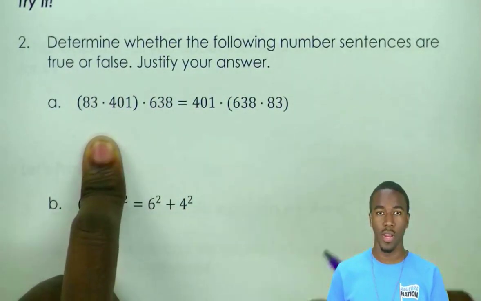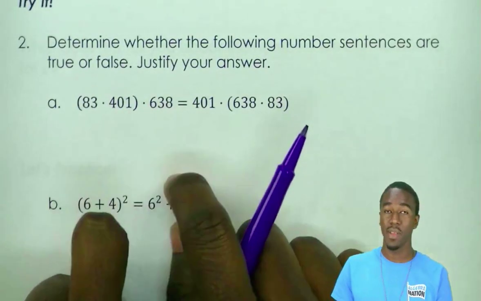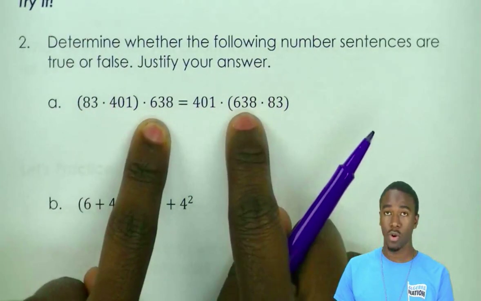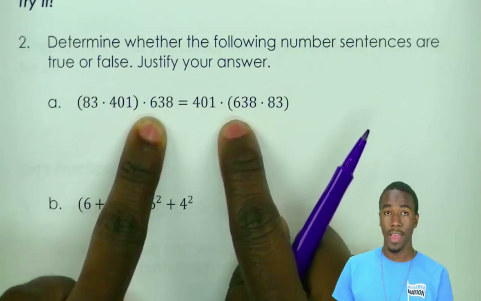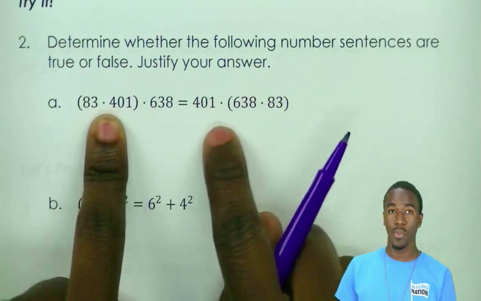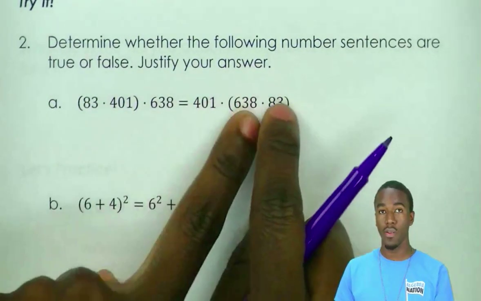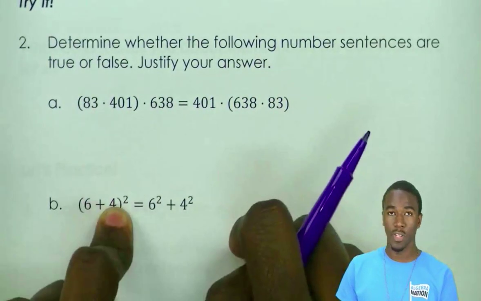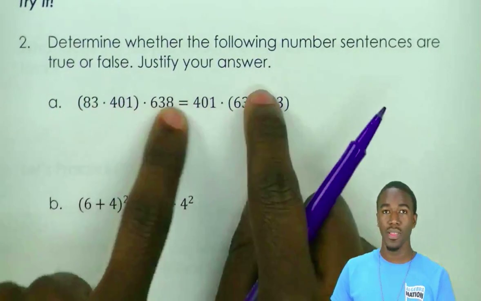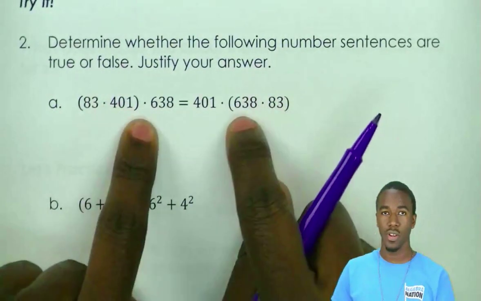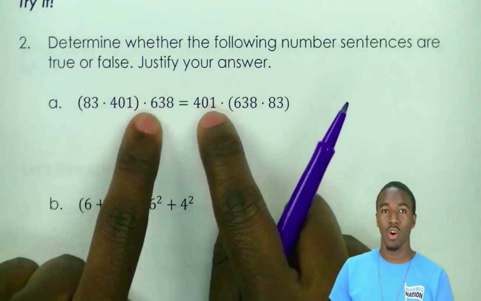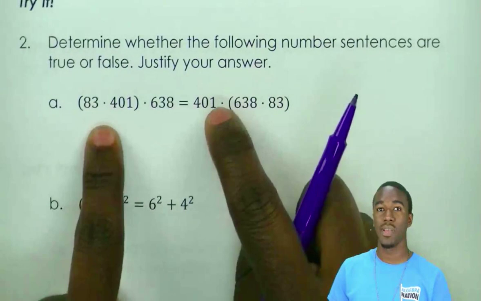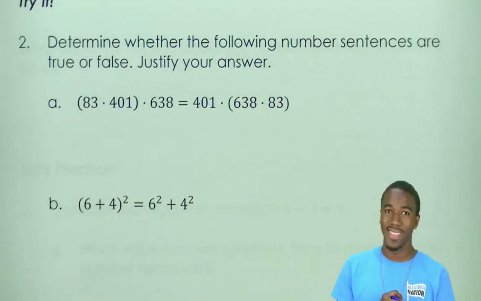The commutative property said that if you have the exact same numbers, which are 401, 83, and 638, that you're multiplying by each other, it doesn't matter what order you put them in. So it doesn't matter that we move the order around here, as long as we're multiplying the same numbers. The associative property told us that it doesn't matter which numbers are in the parentheses, that you're associating with each other, even if you change that around. So both of these are being used in this case.